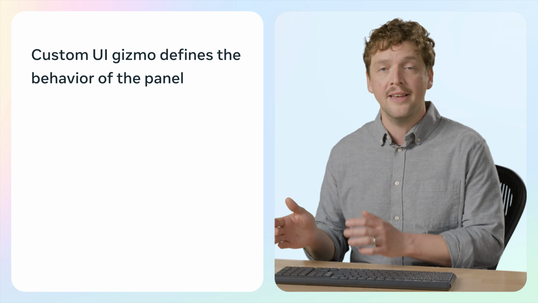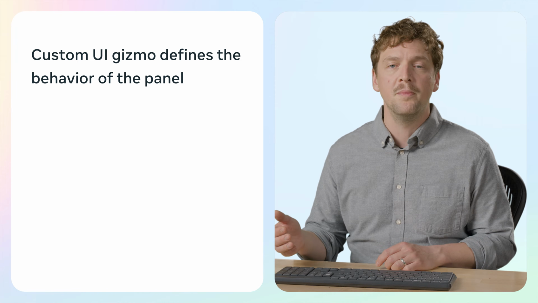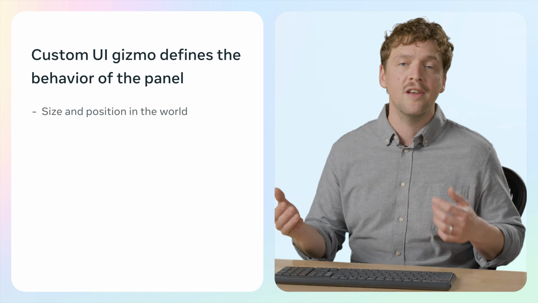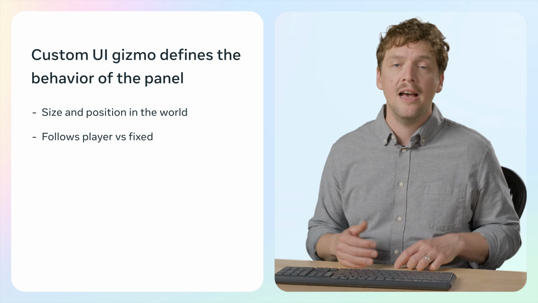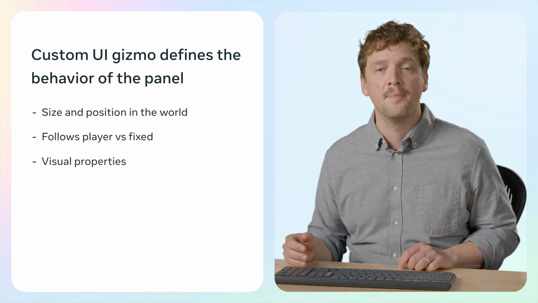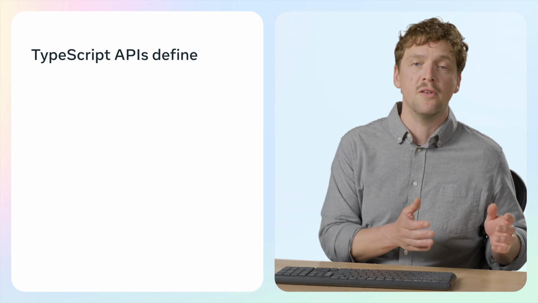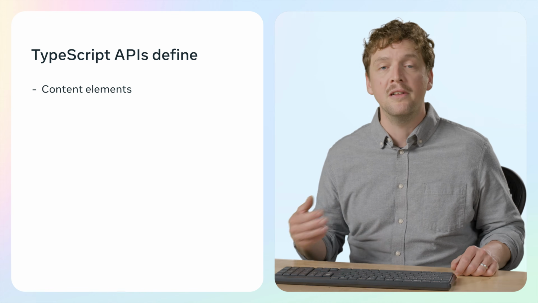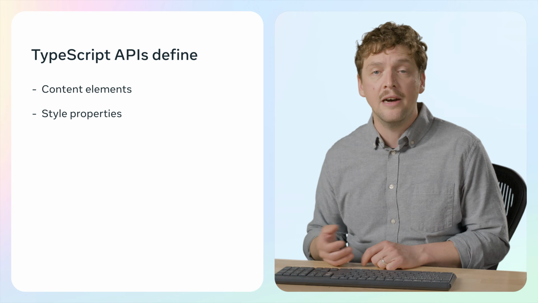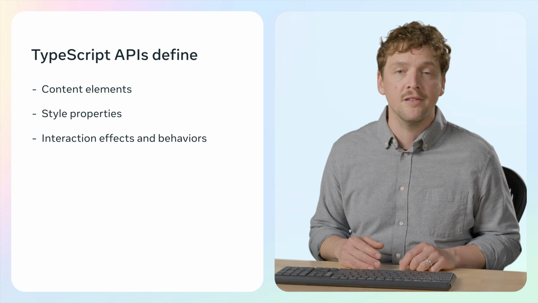Now, there are two main components to custom UI in Worlds. The first is the custom UI gizmo. This defines the transform and behaviors of the panel, like size and position in the world, whether it follows the player or stays fixed, and visual properties like the opacity. The second is TypeScript APIs. These define content elements, text, images, buttons, style properties like colors and layouts, and interaction effects and behaviors. Understanding both components is essential for creating effective user interfaces.